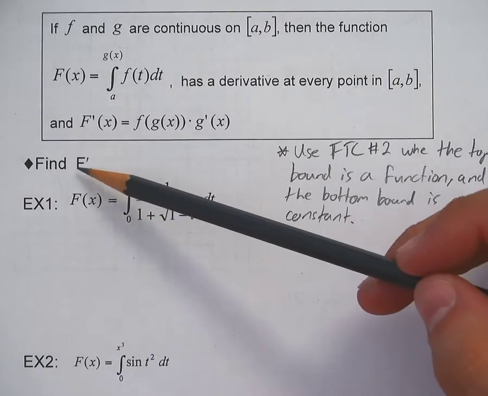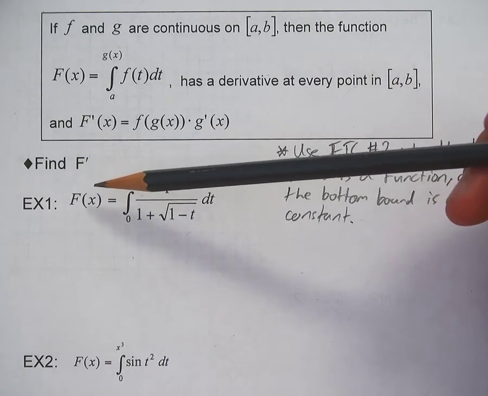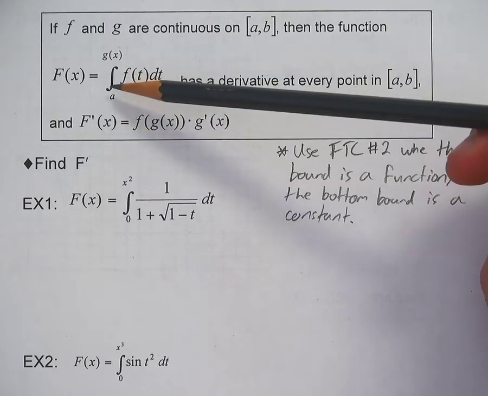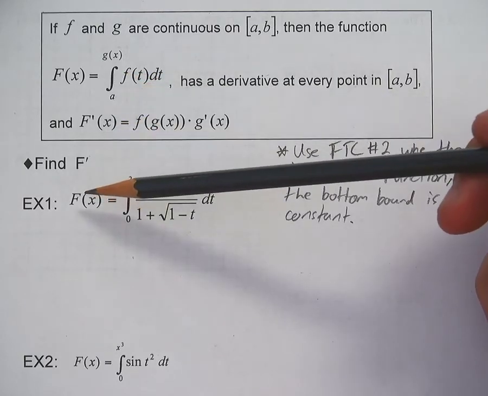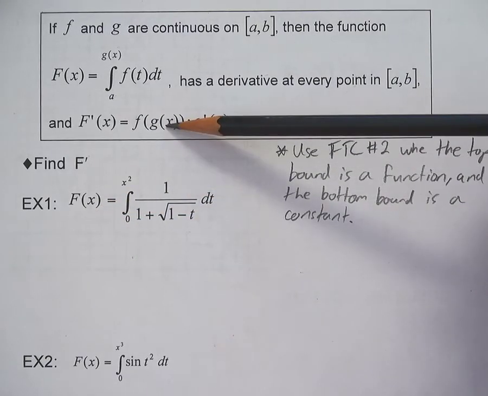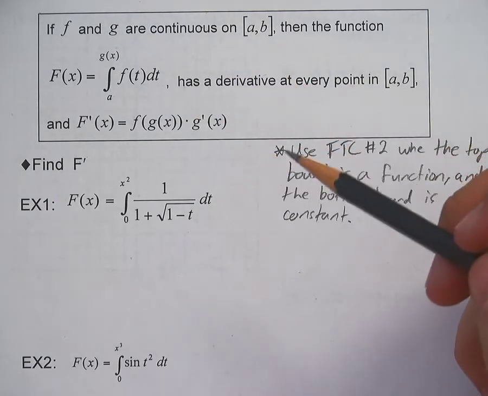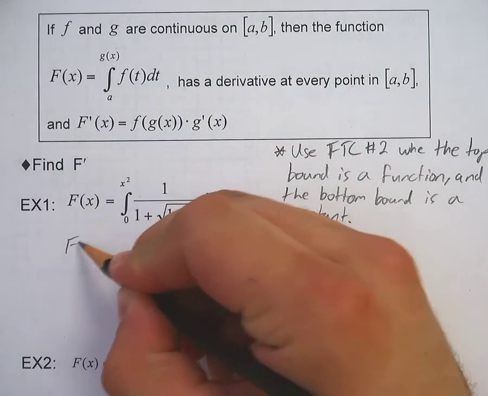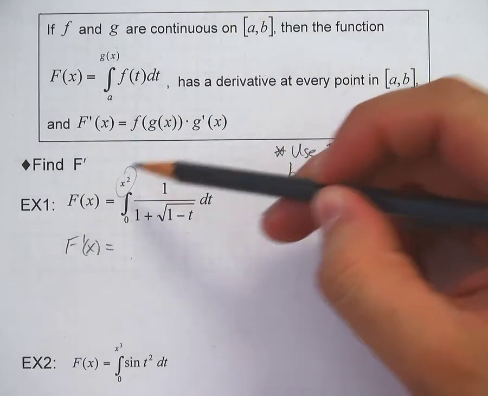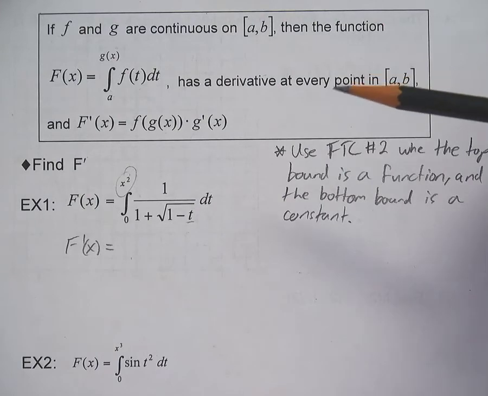To start off with, it says find capital F prime. Now this is going to be a real key indicator to use my fundamental theorem of calculus part 2, because I'm basically finding the derivative of the integral. This should be fun. So find the derivative of the integral. I'm going to use this information right here, and what I'm going to do is plug g of x into f. So to start, capital F prime of x, I'm going to take this x squared and plug it in where I have t.